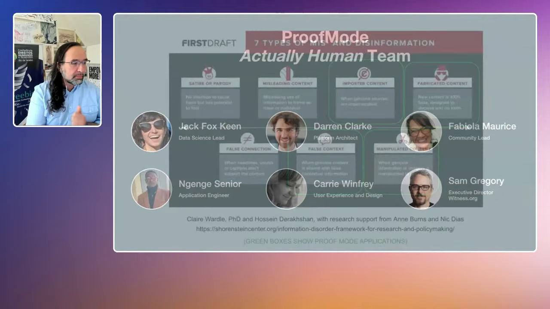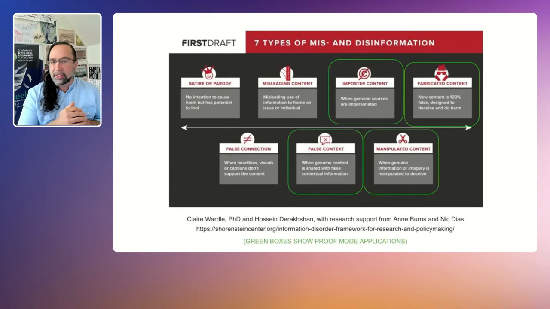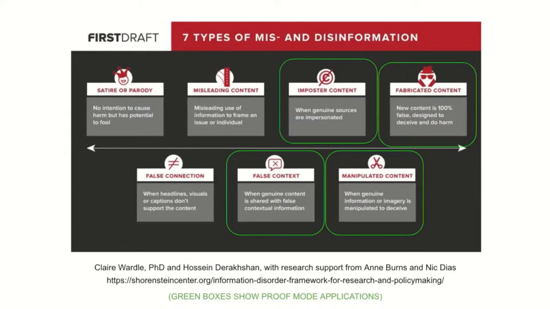So for us, a lot of our work began looking at misinformation and disinformation as a problem within journalistic work, advocacy, human rights, humanitarian documentation. And there's specifically four areas: imposter content, fabricated content, manipulated content, and false context. I think what's important to note with this slide is that there's a lot of fantastic research, detailed thinking, and understanding of what the problems are, when and where.